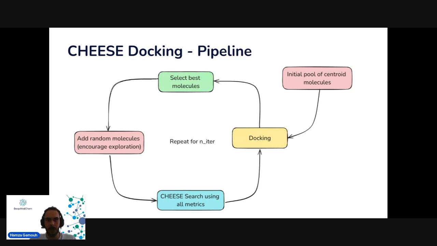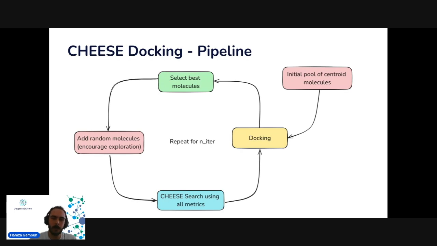Cheese searches these molecules in the ZINC 15 database using a number of neighbors. For this demo that I'm doing, it's 10 neighbors, and it searches using 3 metrics. The first metric is Morgan fingerprints. All of these metrics are our models for similarity, and it collects the neighbors from each of the metrics. We have Morgan, we have 3D shape, and the electrostatic models. All of the molecules are then fed to the docking tool again, together with some random molecules, because we want to encourage exploration and to not get stuck in local optima.